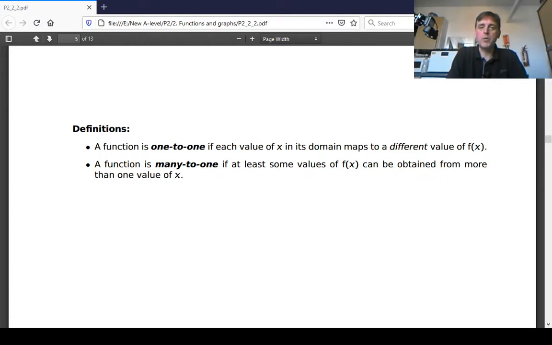A function is one-to-one if each value of x in its domain, so remember that's the input numbers, maps to a different value of f of x. And then a function is many-to-one if at least some values of f of x can be obtained from more than one value of x. And I think I probably want to show you an example or two to show you what this is all about.